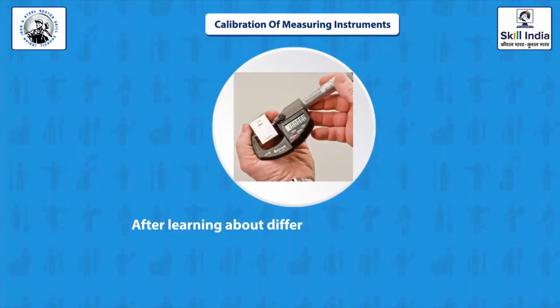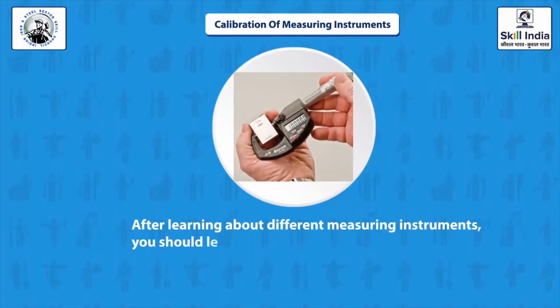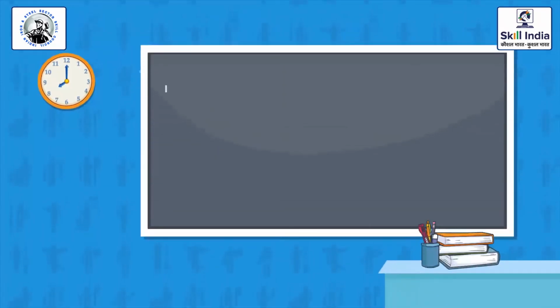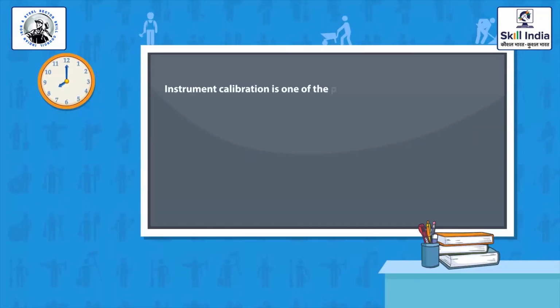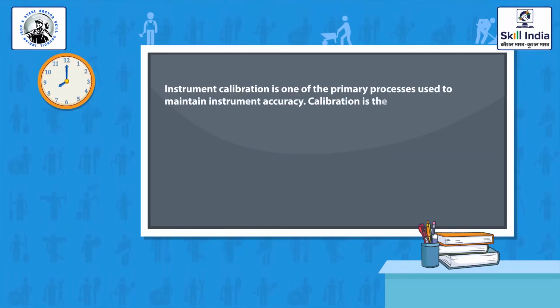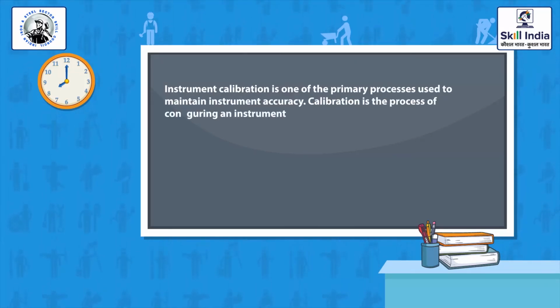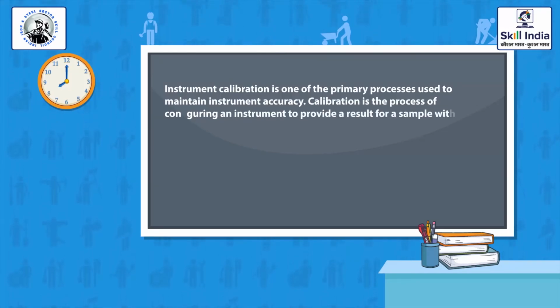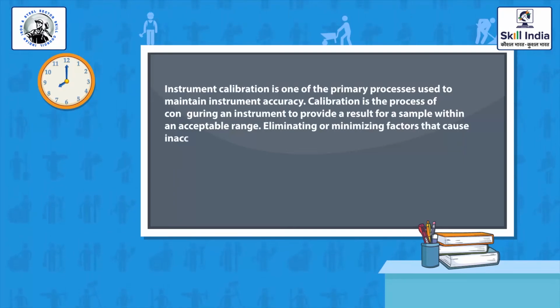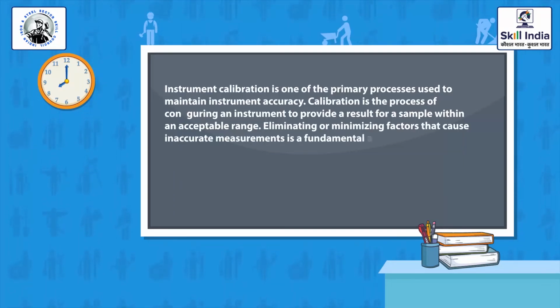After learning about different measuring instruments, you should learn about calibration of measuring instruments. Instrument calibration is one of the primary processes used to maintain instrument accuracy. Calibration is the process of configuring an instrument to provide a result for a sample within an acceptable range. Eliminating or minimizing factors that cause inaccurate measurements is a fundamental aspect of instrumentation design.